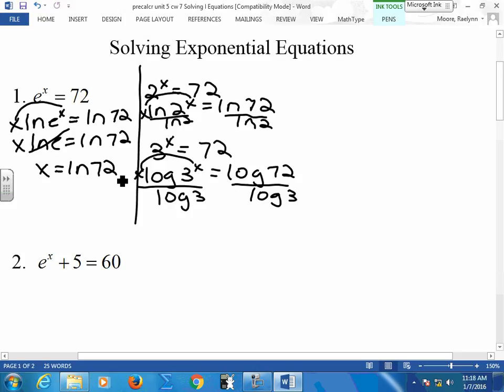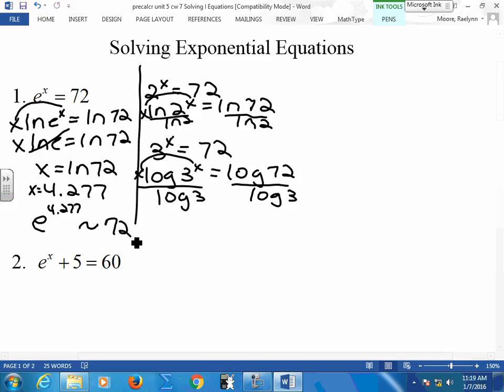Now, if I need an exact value, this is my exact value, or I could go to my calculator and do 3 decimals. So 3 decimals gives me what? Thank you. Now, it's an equation. Can I check this? So let me take e and raise it to this. It will be approximately 72. I say not exactly because I rounded.